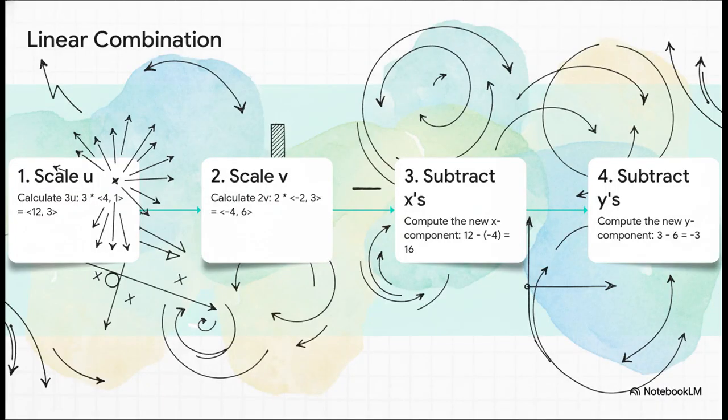This time, we're combining two operations at once, scaling and subtraction. So first, we'll scale up vector u by 3. Then, we'll scale up vector v by 2. And finally, we'll just subtract the new components from each other to get our answer.